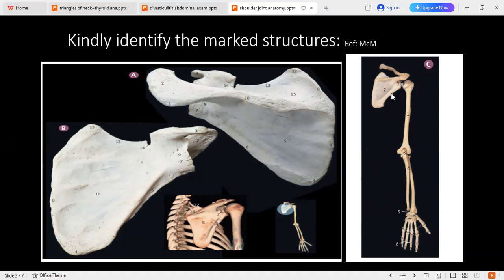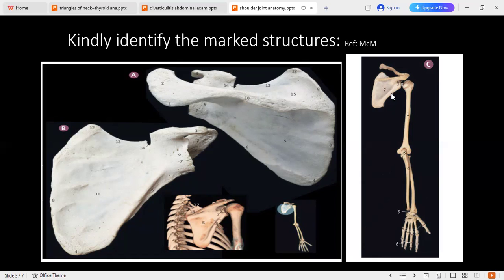What are the bones which are involved in the formation of the shoulder joint? Humerus, scapula. Right, head of the humerus and scapula. Please tell me, what do you understand by the term rotator cuff? It includes four muscles: supraspinatus, infraspinatus, subscapularis, and teres minor.